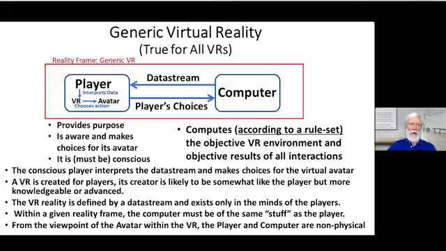Okay. Within a given reality frame, that's the red box, the computer must be of the same stuff as the player. Computer and the player have to be made of basically the same stuff because otherwise they couldn't share a reality frame. They're communicating with each other. So they have to be of similar stuff, things that can communicate. Things from other reality frames are not involved here. Within a reality frame, the player and the computer must be of similar stuff so that they can interact and compute. They have to be in the same reality frame.